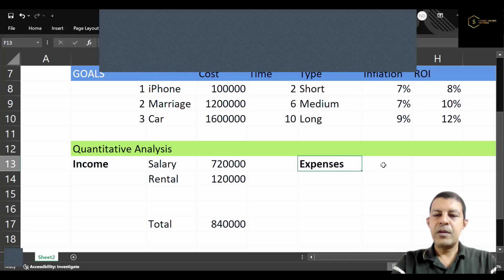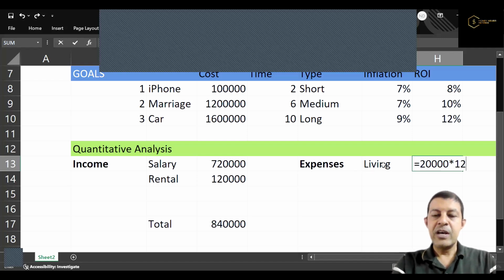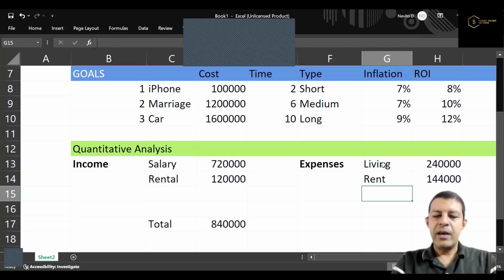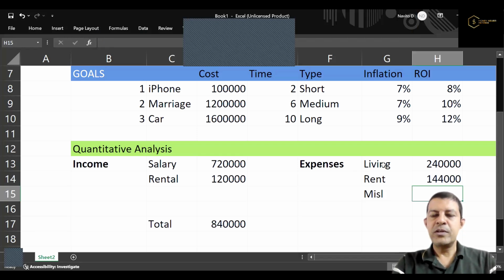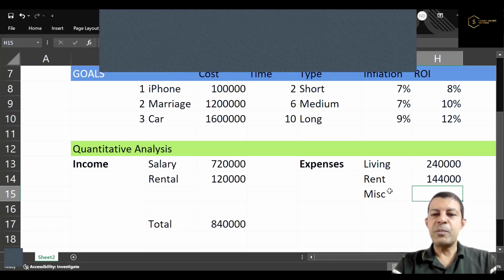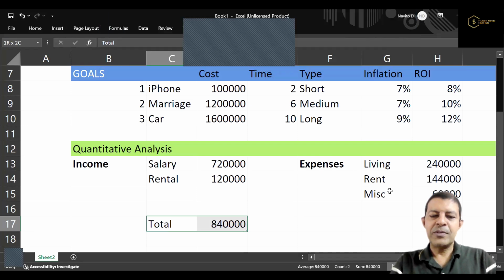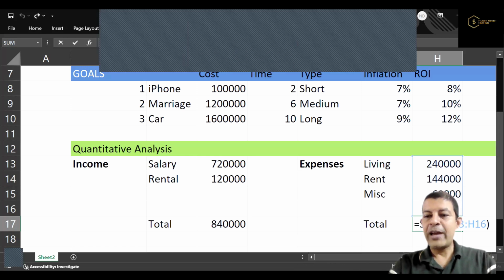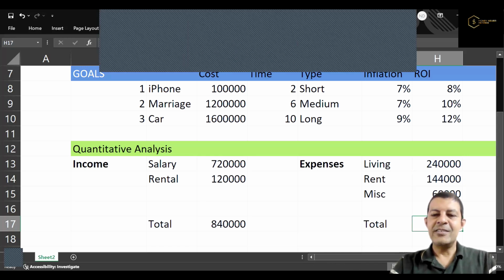Expenses. So his expenses for living are about 20,000 per month. This is excluding his rent. Rent will be about 12,000 per month, and any miscellaneous expenses, let's assume for this specific example, 5,000 per month. So let's tally all this up, and we have 4,44,000 for the entire year.